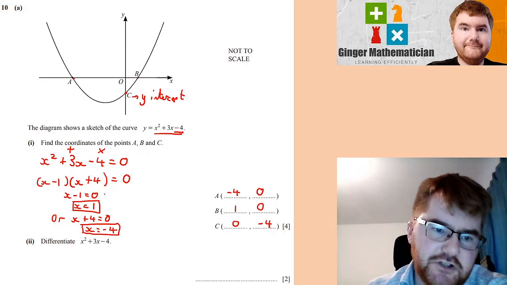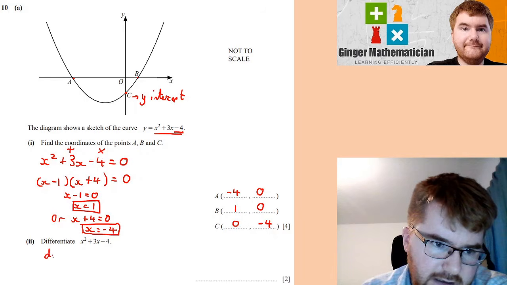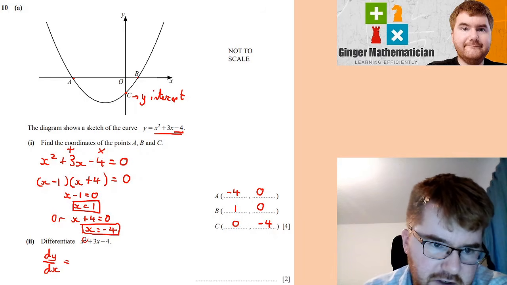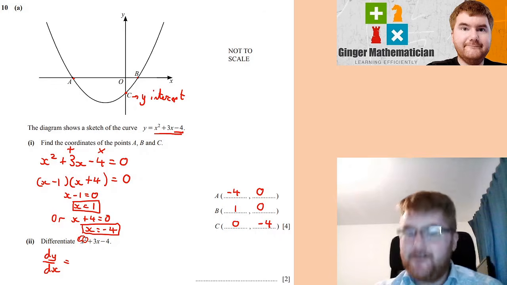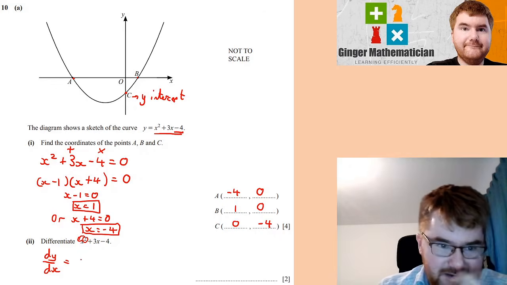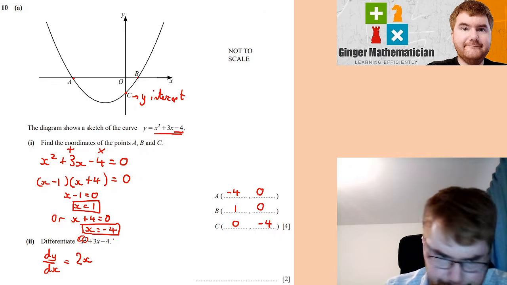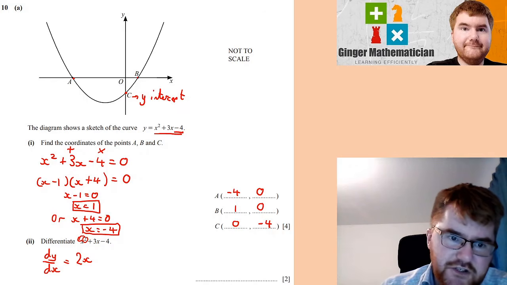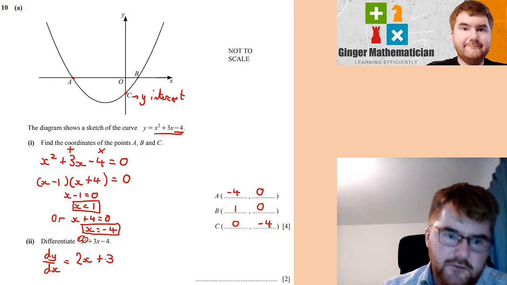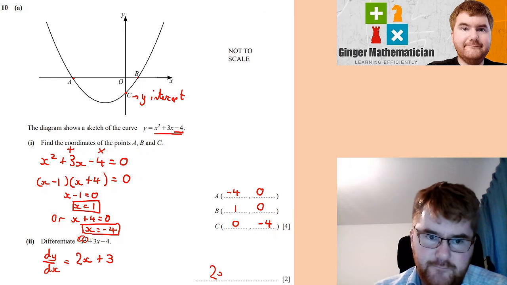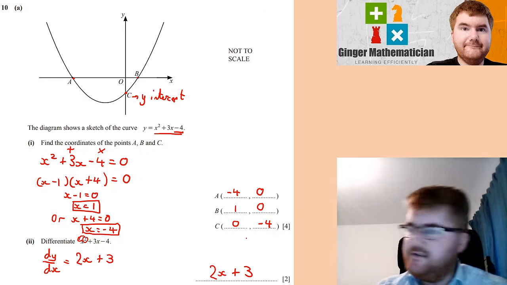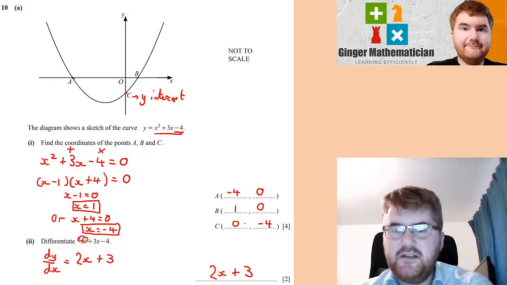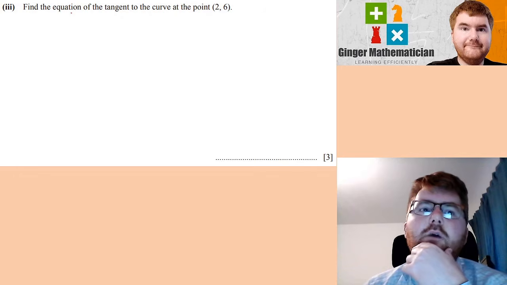Now we need to differentiate our function. So we're going to work out what dy by dx is. Well, remember, take the 2. Probably sound like a broken record at this point. Bring it to the front, so we get 2x. And then if you differentiate something with just a single x, of course, we just get the number in front. So we get 2x plus 3. So let's make sure we write that in the right place.